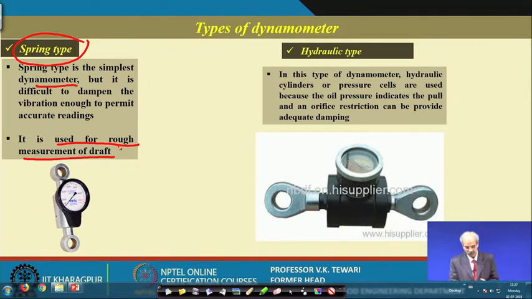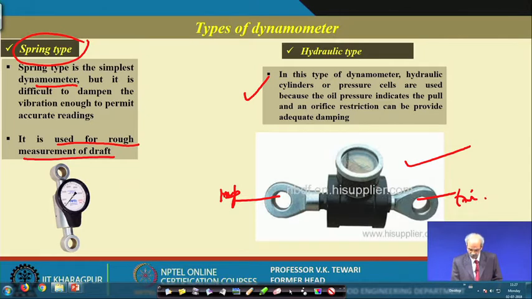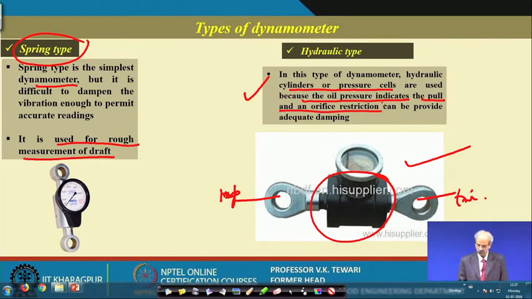Later on, the hydraulic type of dynamometer also came into the picture, which became slightly more accurate as compared to the spring type. In this particular drawing, these are the two locations where we have to connect the implement, one to the tractor side and the other to the implement side, and in between we have the hydraulic system, in which the cylinder or pressure cells are there, because the oil pressure indicates the pull through an orifice restriction, which can be provided for adequate damping. If you have learnt about hydraulic systems, you will know how we create pressure with the oil.